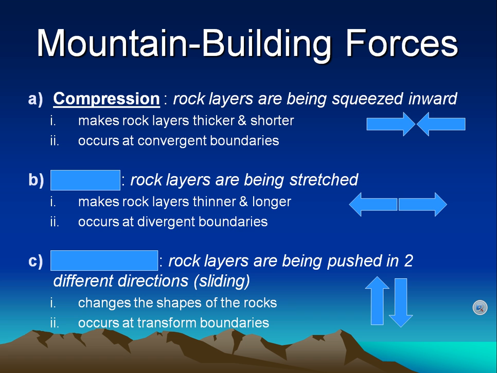First, compression. This is where rock layers are being squeezed inward, squeezed together. It makes the rock layers thicker and shorter. You can see the movement in these arrows. And it occurs at convergent boundaries.